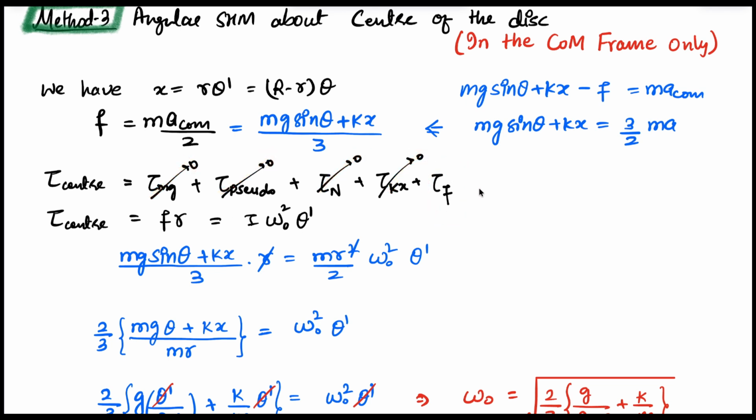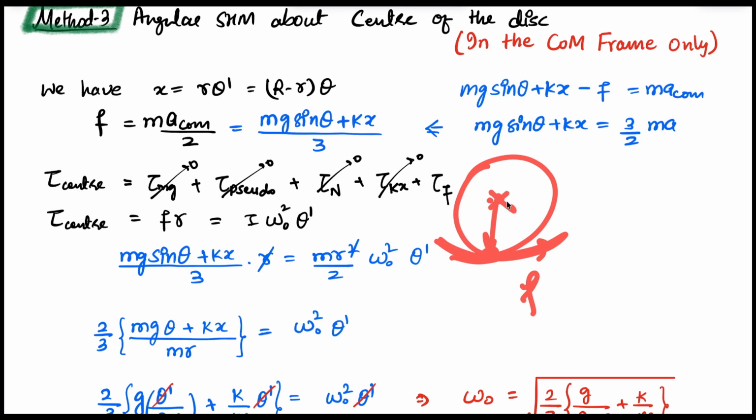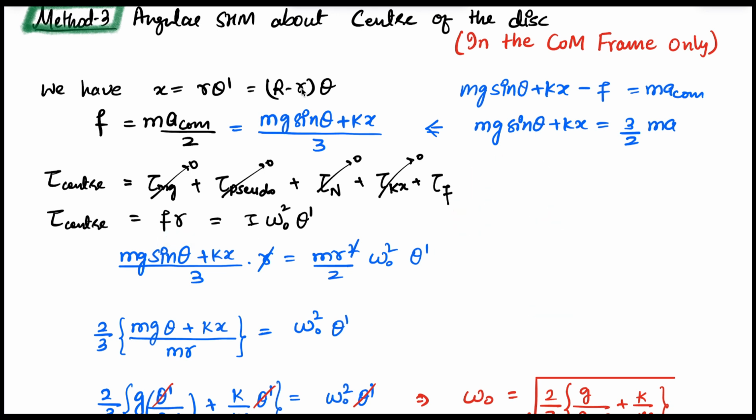What will be the torque of friction? Friction is acting at the bottommost point, at the contact of the disc and the ring. So this friction is acting at how much distance from the point about which you are trying to write the torque? It is r. So F into r. Now from where do we find F? In previous cases also I have told you how to find F. If not, see it again. We know that the center of mass is accelerated. So what are the forces on the center of mass? mg sin theta plus kx minus friction equals m into a of center of mass.